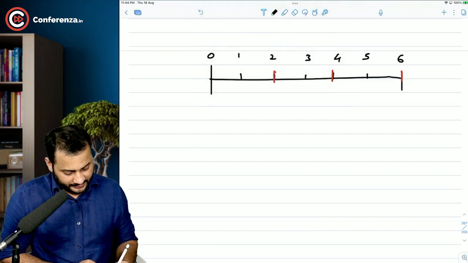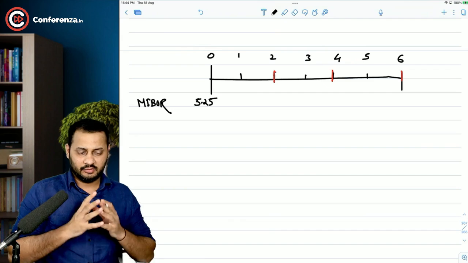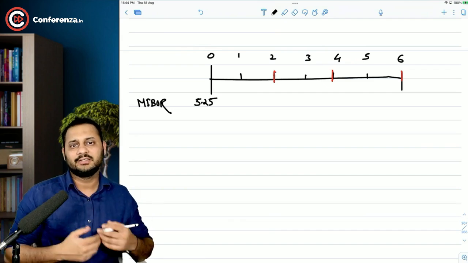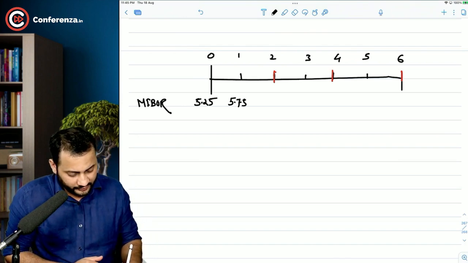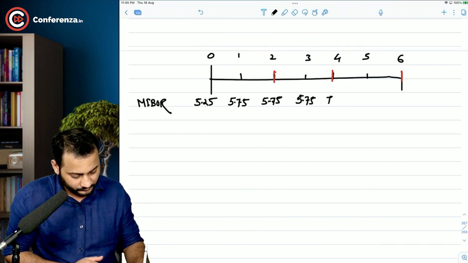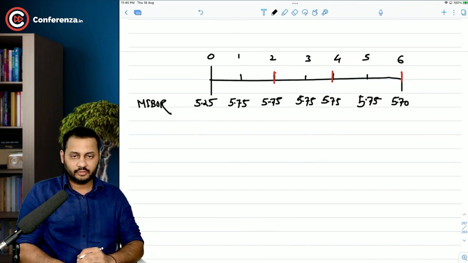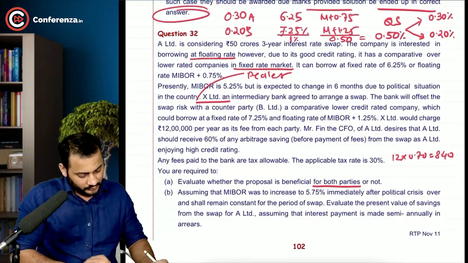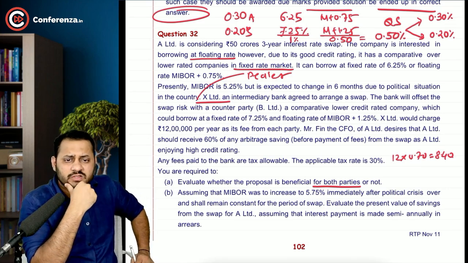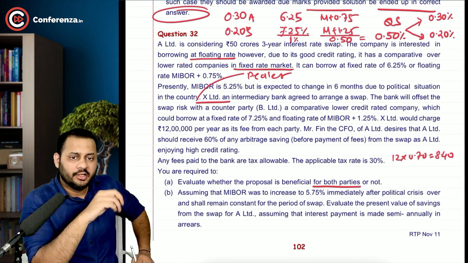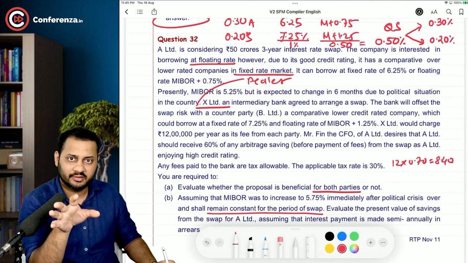Okay. The interest rate MIBOR is 5.25 today, and we said that right now the political crisis is going on, and after 6 months the political crisis is expected to get over, and at that time the MIBOR will change, and it actually changed in the second part of the question to 5.75. Got it? I hope I'm right. Okay. Now, and our loan rate was this much. Immediately after the political crisis is over and shall remain constant for the entire period of swap. That means once it has increased to 5.75, it will remain for the entire 3 years period.